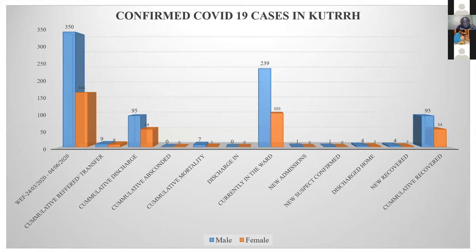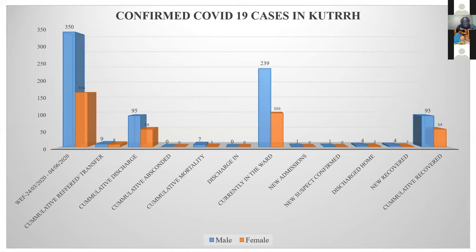Currently in the hospital, from the 24th of March to date, we've actually managed to admit 516 confirmed COVID-positive cases. And cumulatively, we have had to discharge 17 of these COVID patients, most of them on request. About 149 have been discharged home, meaning they have recovered, accounting for about 28% of total admissions. Mortality-wise, we have lost about 8 patients in the 2.5 months, accounting for about 1.5% of all the patients admitted.